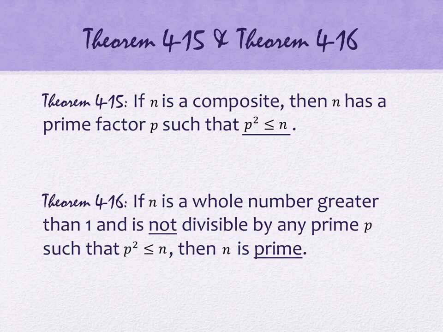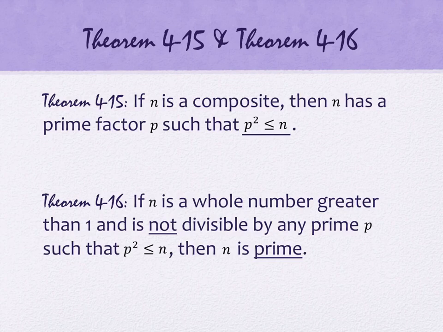I want to read one more before we actually talk about what it means, because these next two theorems, theorem 415 and 416, go together. If n is a whole number greater than 1 and it's not divisible by any prime p such that p squared is less than or equal to n, then n is prime. Now, clearly these two must go together. They've got the same inequality in them, right? We see that same inequality showing up in each of the theorems.